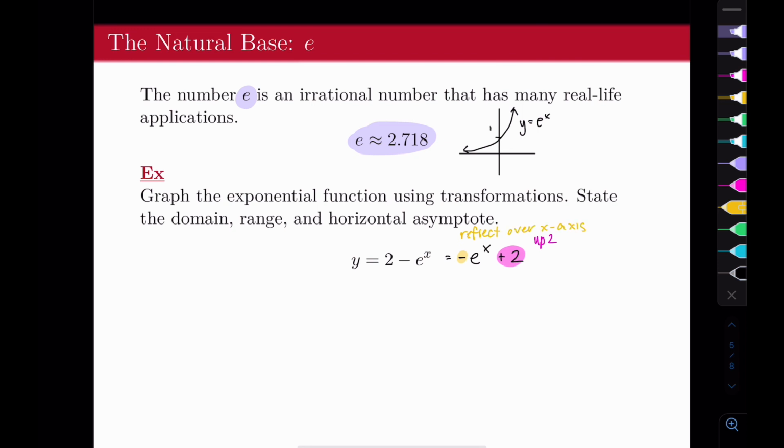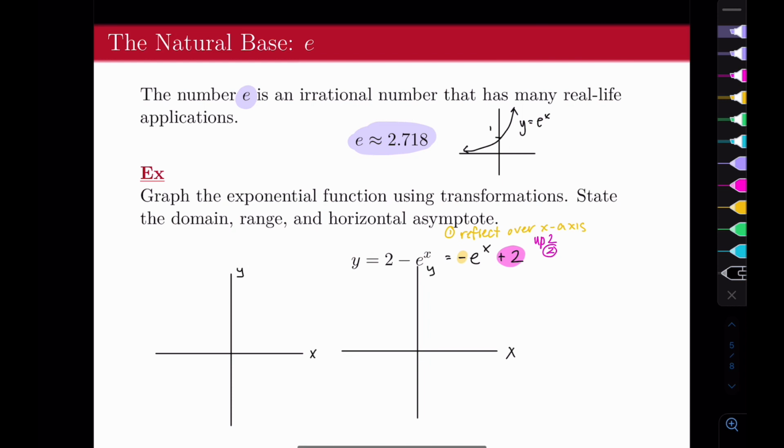Okay, so those are the two transformations. We always do the vertical last. So the first thing we need to do is the reflection, and the second thing we need to do is shift it up 2. You can draw a couple of graphs in here if you need to. I'm just going to do two of them for the two transformations. And then we can find all of the important pieces because we have our starting graph right up here.